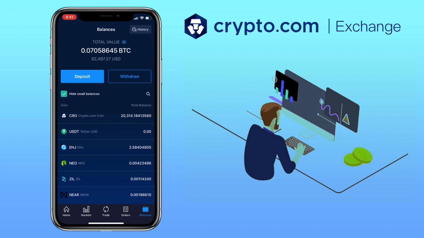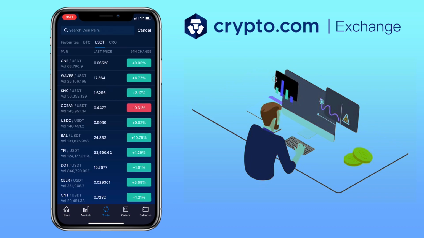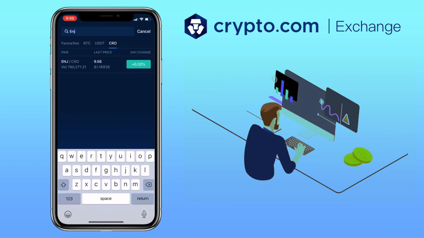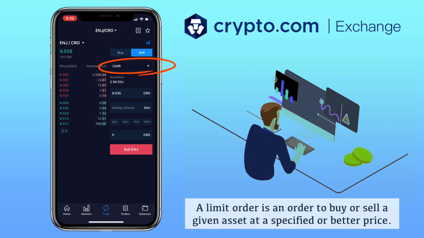Now, I'll teach you how to sell your token. Go back to Trade again, then select your trading pairs. This time, I want to sell my Engine coin to CRO. Select Sell tab. Keep it under limit. A limit order is an order to buy or sell a given asset at a specified or a better price.